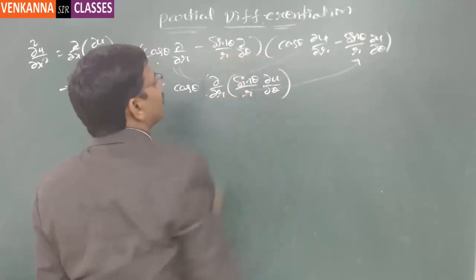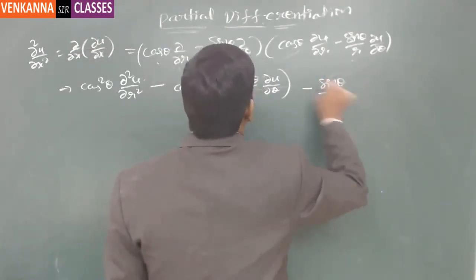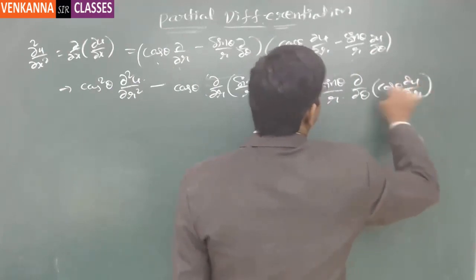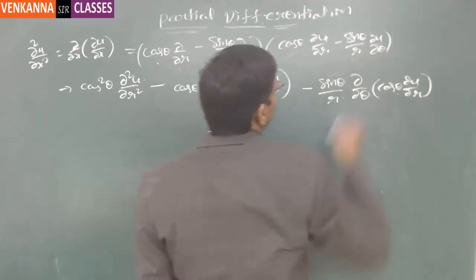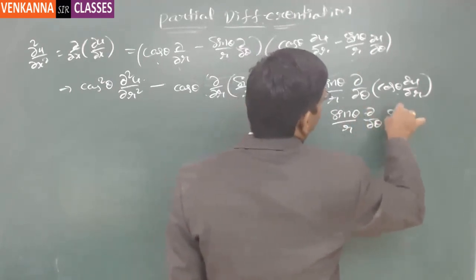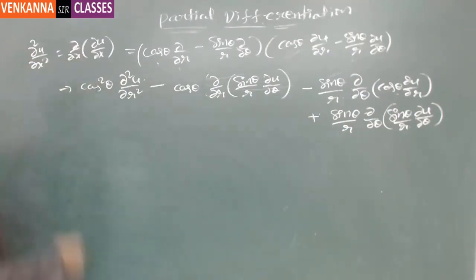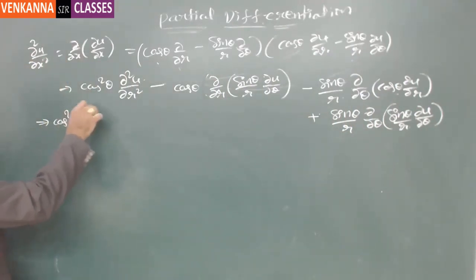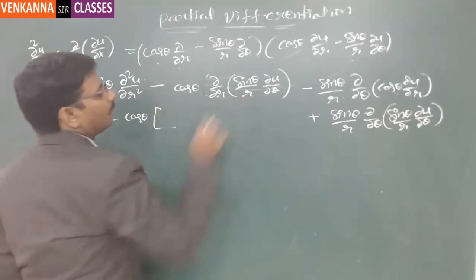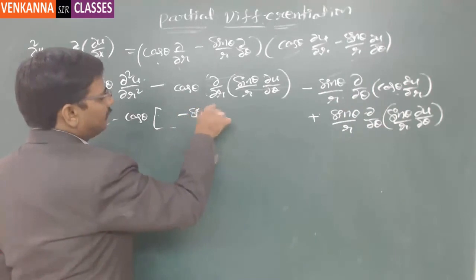Then, exactly in the similar manner, take minus sin theta by r into ∂/∂theta of cos theta into ∂u/∂r. And then minus sin theta by r, minus into minus will be plus, sin theta by r into ∂/∂theta of sin theta by r into ∂u/∂theta. This is how you have to apply the product rule. Now here, cos² theta into ∂²u/∂r² minus cos theta into, here you need to apply the uv formula because both are functions of r. So the derivative of sin theta by r will be minus sin theta by r².